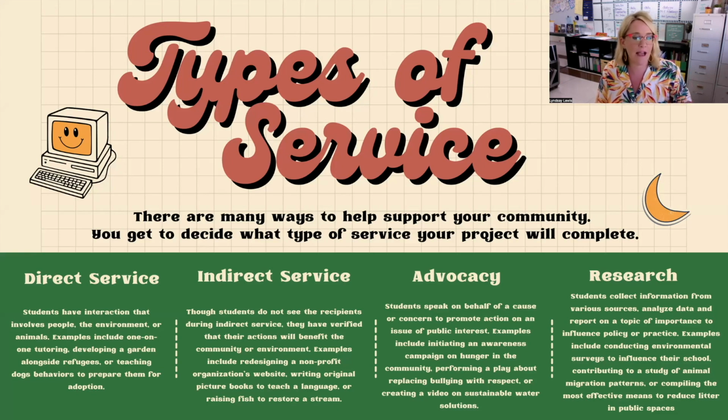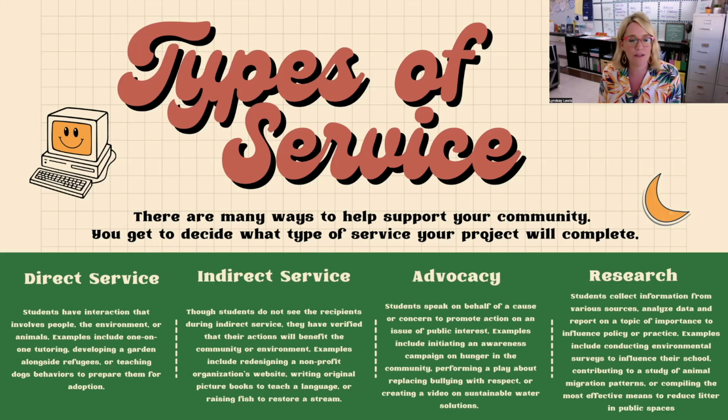That can be defined as when students have interaction that involves people, the environment, or animals. Examples include one-on-one tutoring, developing a garden alongside refugees, or teaching dogs behavior to prepare them for adoption. So those are just some of the examples of direct service. However, you can also complete indirect service.